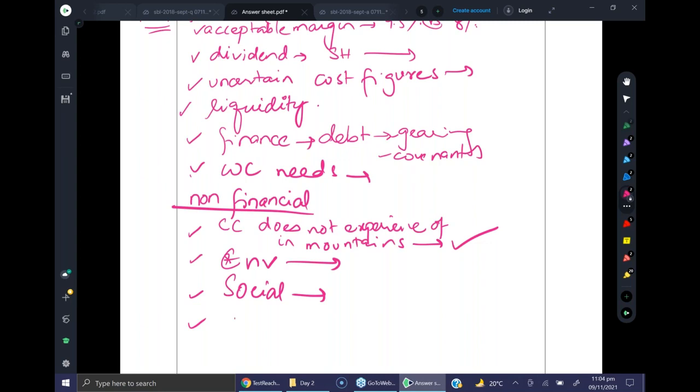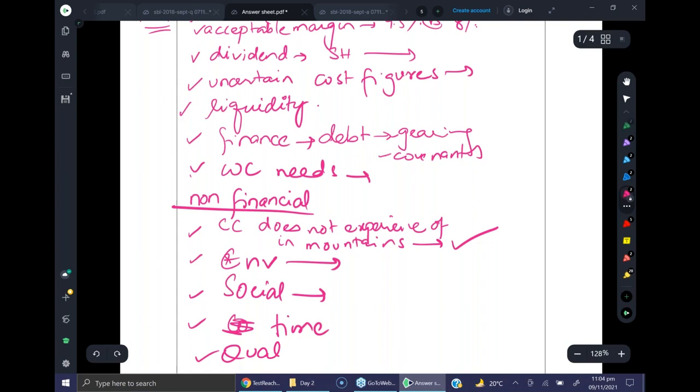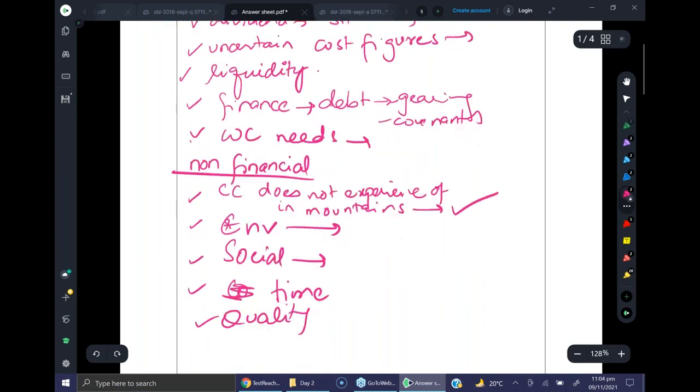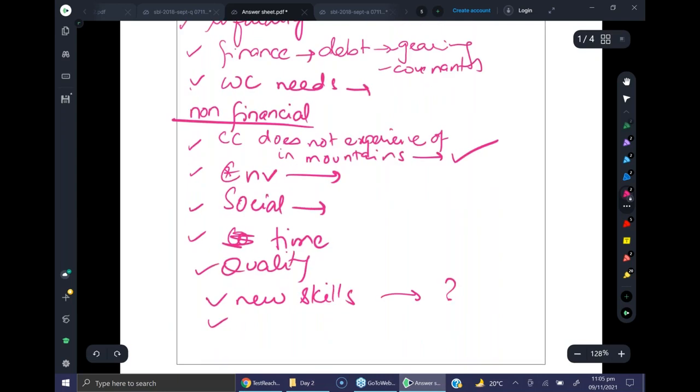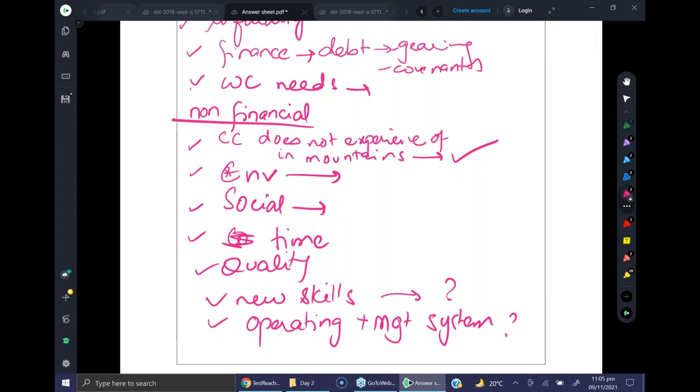Yeah, the cost element, no, the cost is financial, right? So the time, yeah, the quality aspect. They might need new resources, new skills for this road construction on the mountainside. Are these skills available? Would they be able to hire those skills? Do they have enough operating and management systems? Are they available? So a lot of non-financial factors can be discussed. These are again some of the ideas you can expand on in the question.